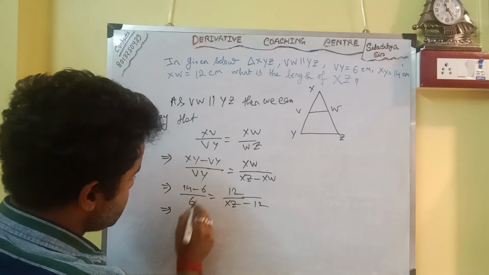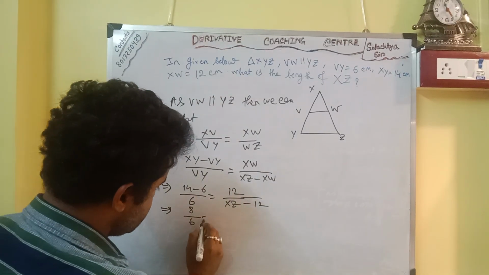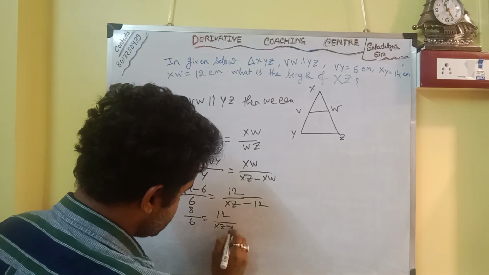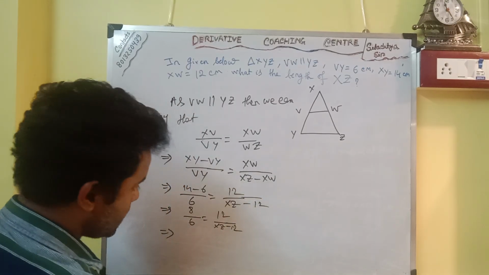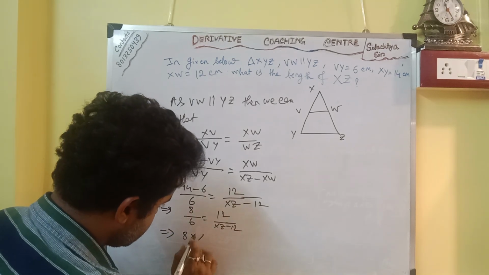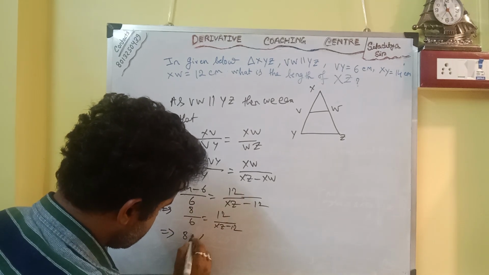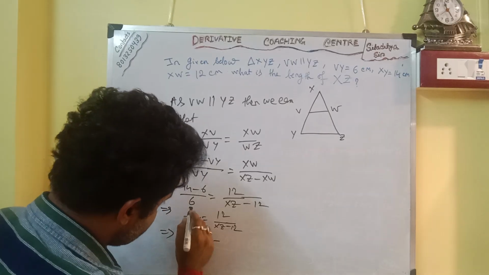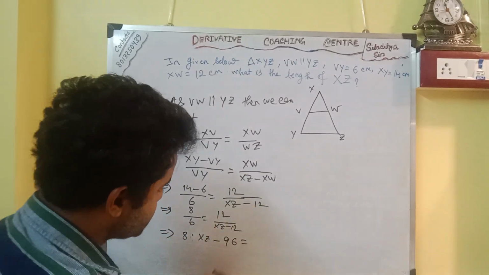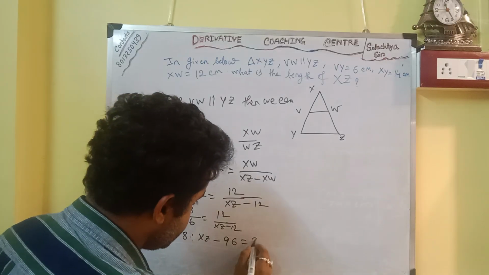Okay, so that is 14 minus 6, that is 8 by 6 equal to 12 by XZ minus 12. Now 8 into XZ minus 8 into 12, that is 96, equal to 12 into 6. 12 into 6 means 72.